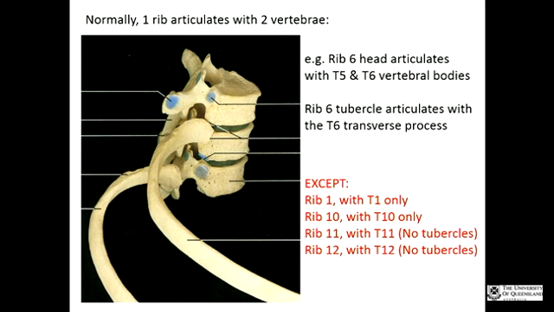There's two there. And then we can see the tubercle of the rib, and that will be articulating with the thoracic vertebra of the same number. So rib 6 articulates with T6. And the exceptions of the ribs are shown below, and you can map that back against the previous slides. It's a different way of thinking about this. Same information, just a different presentation.